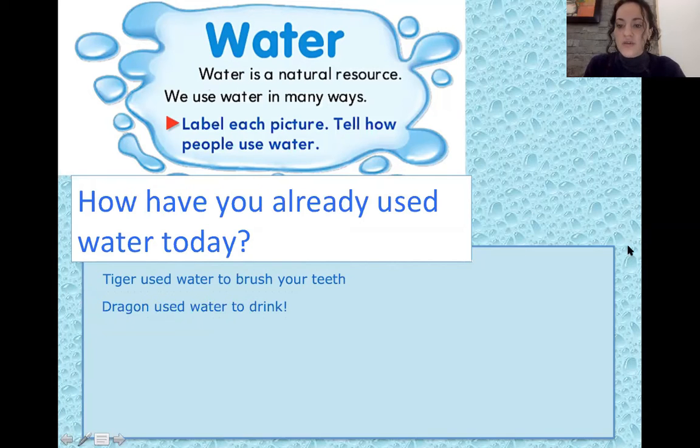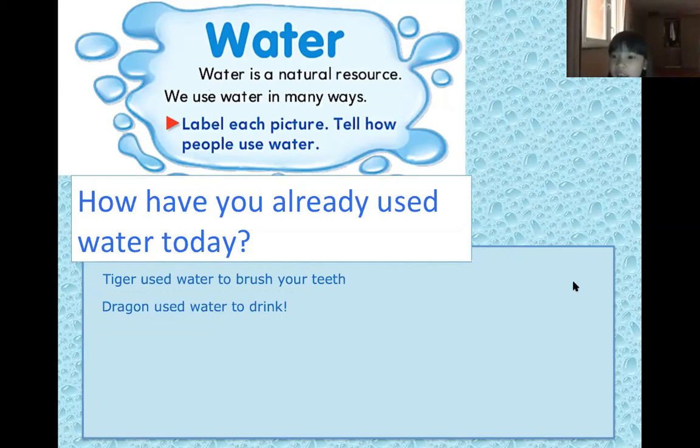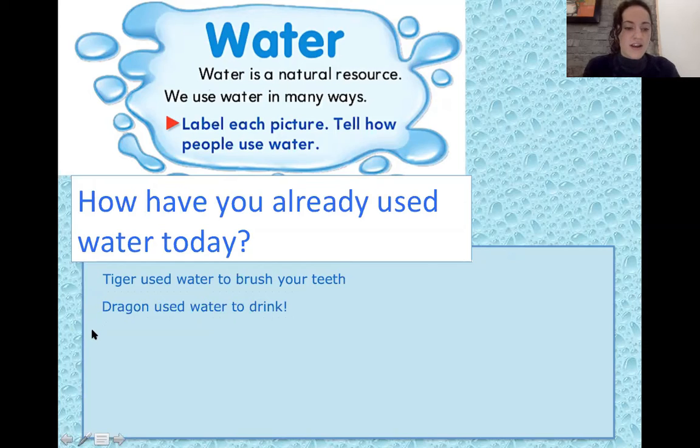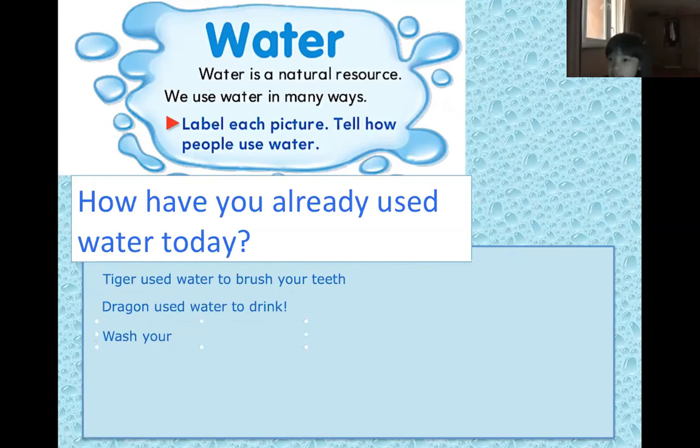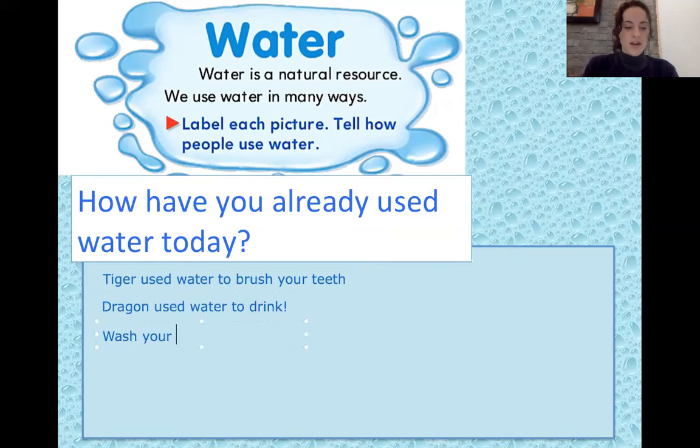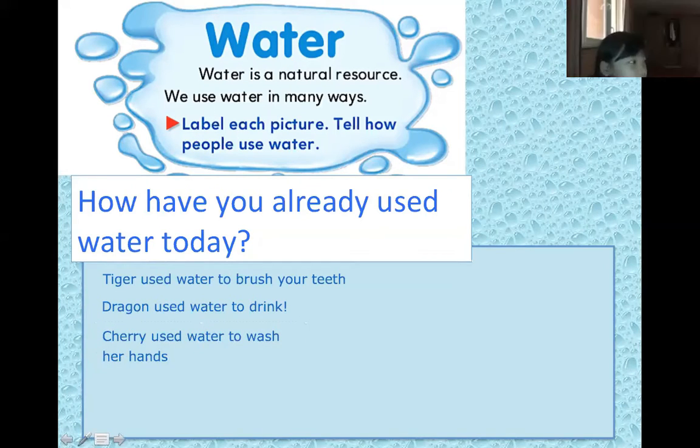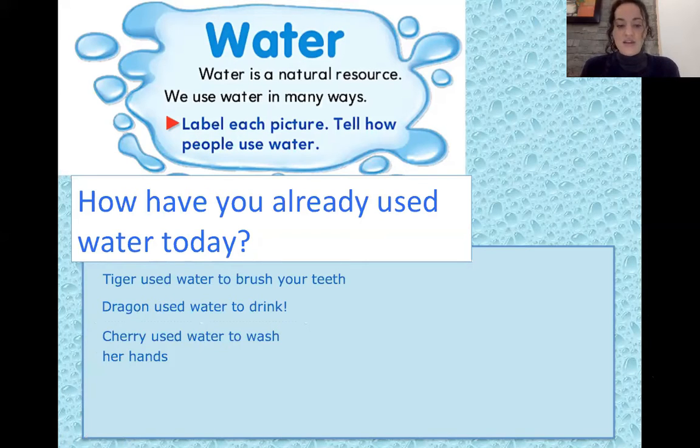Who else has used water today? How about one more person? Cherry, how have you used water today? To wash your hands. To wash, you said your hair? Hands. So Cherry used water to wash her hands. Very good, Cherry. Make sure you put the S on hands. Can you say, to wash my hands? To wash my hands. Very good.